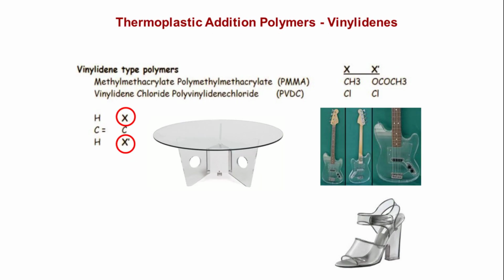Vinylidene-type polymers, such as PMMA and PVDC, have specific properties that make them suitable for applications like musical instruments and fashion accessories. Let's explore their chemical structures and uses.